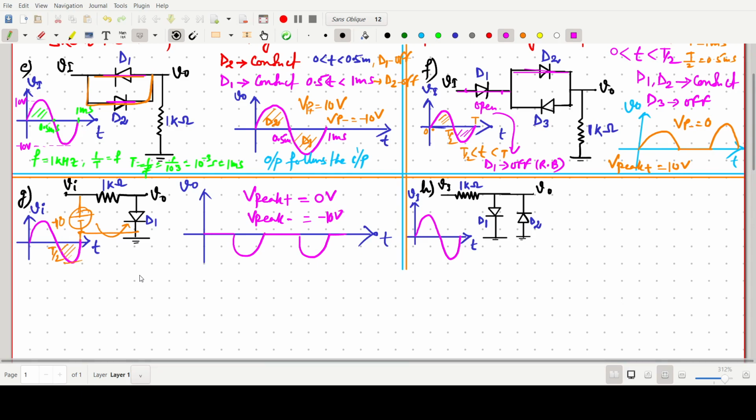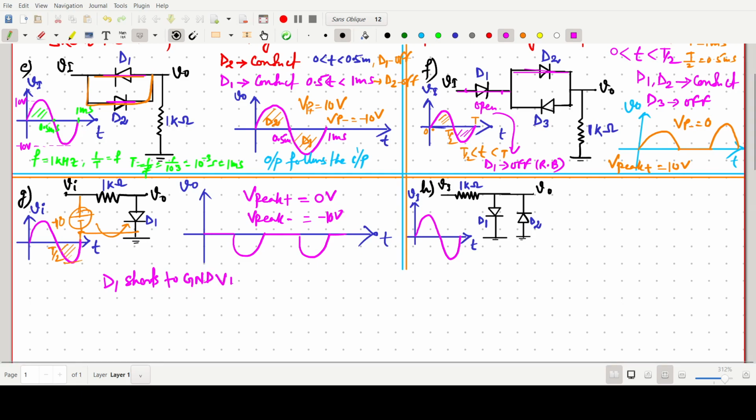Or we can say here D1 shorts to ground for Vi greater than 0. Better to say when this one is positive. So when it is positive, it is forward, so it is shorted to 0. In simple words, this is an ideal diode, or we can do like this: one is some voltage, so the transition voltage, during what time D1 will conduct.